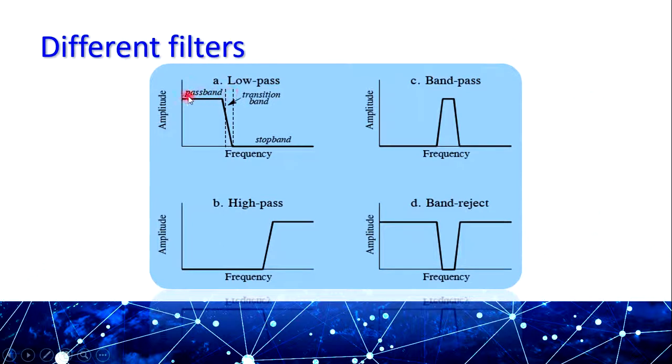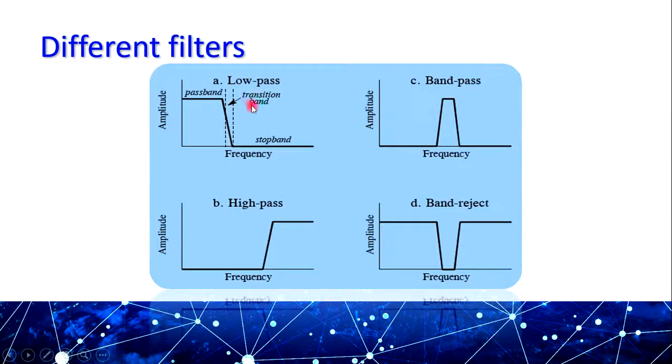Low pass filters, as I discussed earlier: this is the pass band, where the filter allows the frequencies to pass. This is the transition band, the convergence of the pass band to the stop band. Between both of them there is a region called the transition band, and then the filter blocks the frequencies, and that region is known as the stop band.